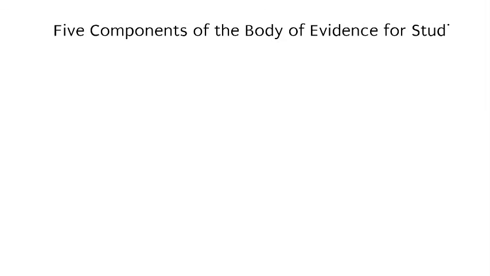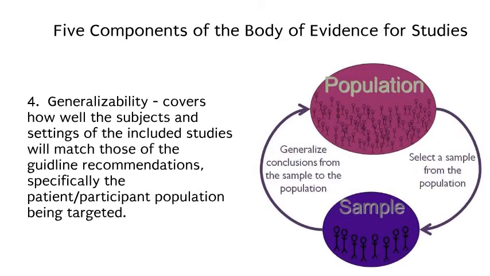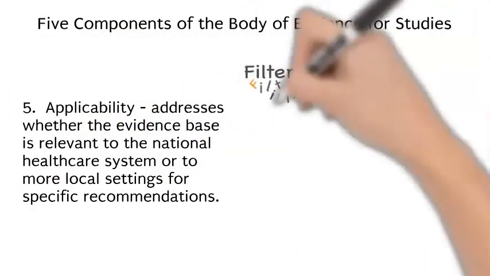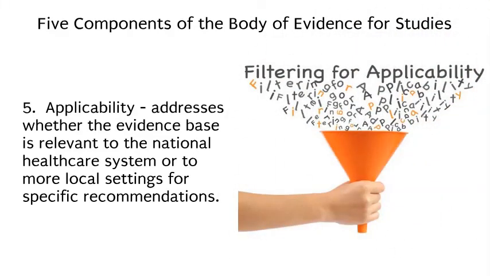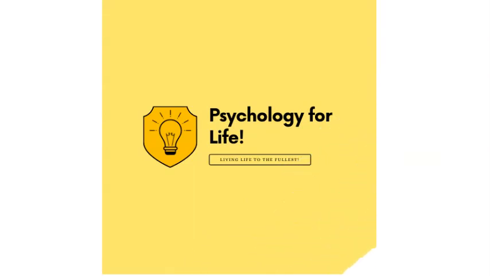Clinical impact is a measure of the potential benefit from application of the guideline to a population. Generalizability covers how well the subjects and settings of the included studies will match those of the guideline recommendations, specifically the patient participant population being targeted. Finally, the last criteria is applicability. This addresses whether the evidence base is relevant to the national healthcare system or to more local settings for specific recommendation. And there you have it.